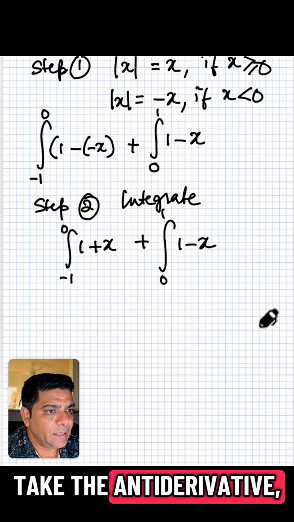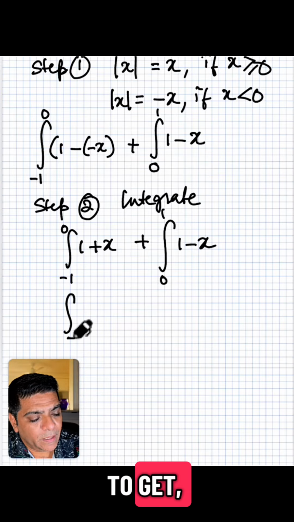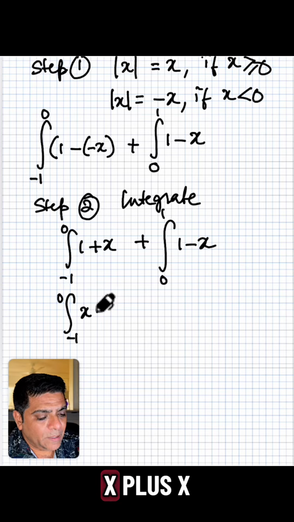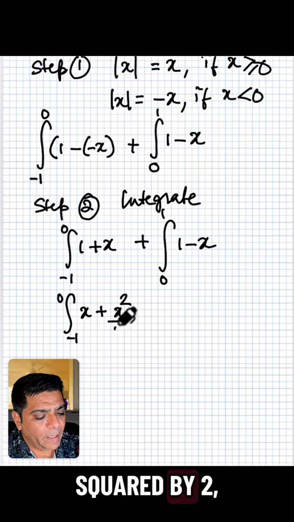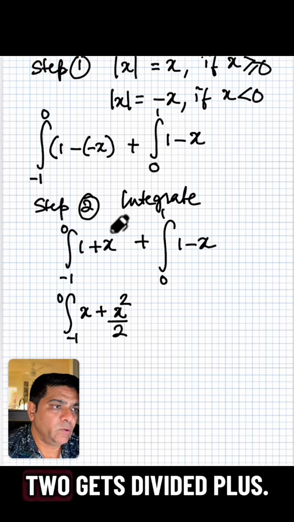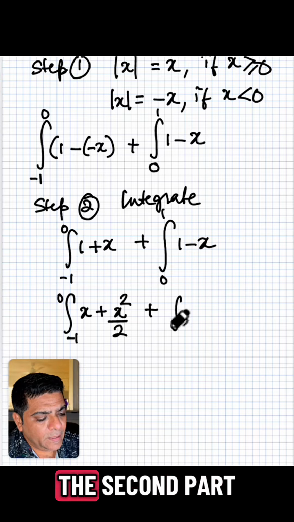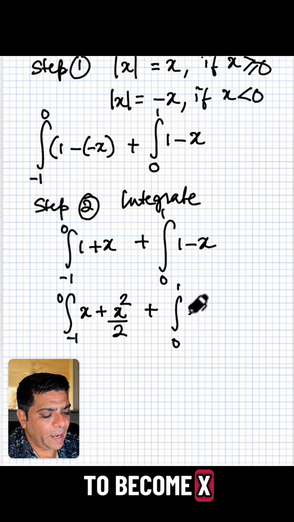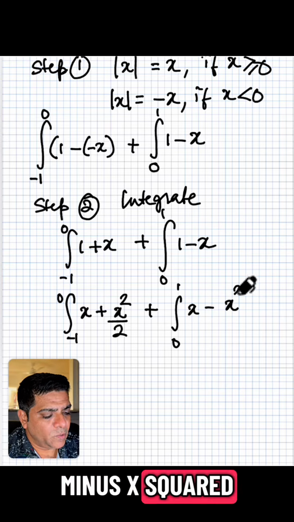So when you take the antiderivative or integrate this, we are going to get x plus x squared by 2, because x, the exponent is 1, 1 plus 1 is 2, and then that 2 gets divided. Plus the second part is simply going to become x minus x squared by 2.